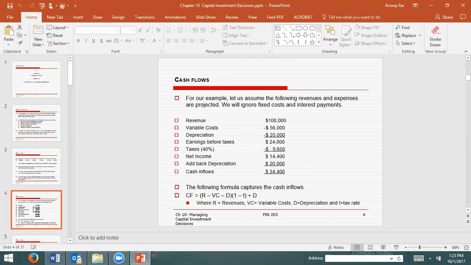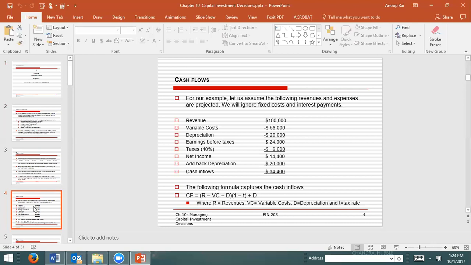So we should make sure that we get 34,000. So now we know we're going to get 34,400. Now this is a basic generic formula for cash flows. Okay, this is what we'll use for it. But in the real world, you may have other costs and other kinds of revenues coming in. But the main formula is as shown over there.